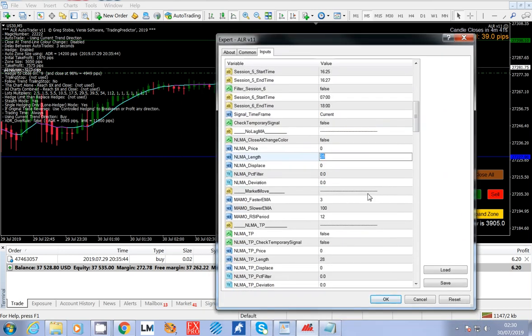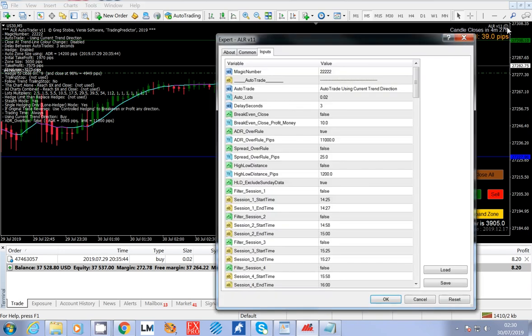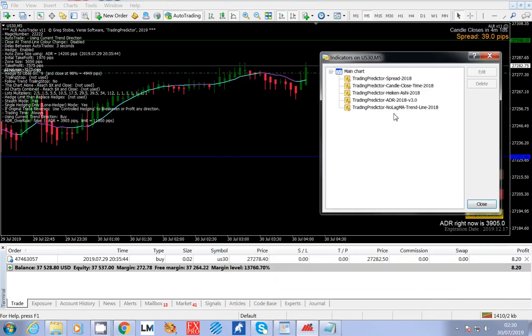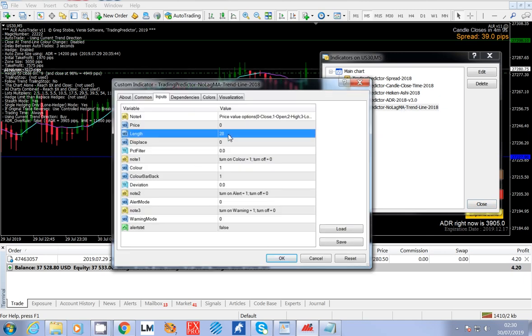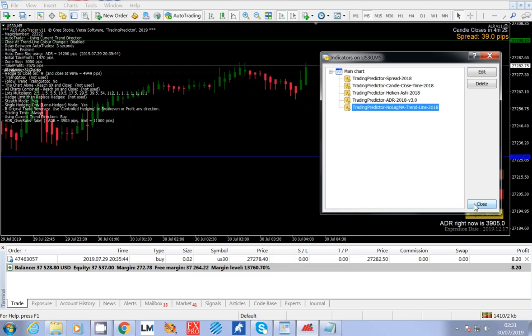If you make it higher, such as 128, pick a number, 128, you will notice that nothing changes here, because, like I said before, it is coded internally to observe that setting. If you want to see that setting, you have to change the indicator for that trend line, which is this one here, the no lag MA trend line, and we change it to the same number as we have in the ALR EA, and then you can see what the ALR is seeing.